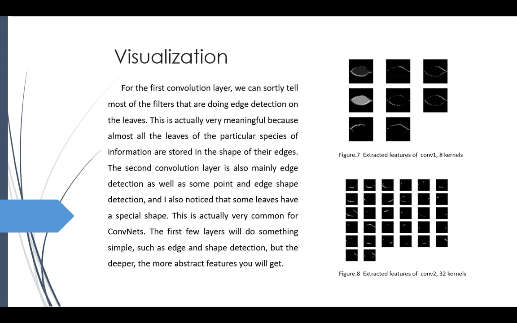And the second convolution layer is also mainly edge detection as well as some point and edge shape detection. And I also noticed that some filters have a special shape. This is actually very common for ConvNets. The first few layers will do something simple, such as edge and shape detection, but the deeper you go, the more abstract features you will get.